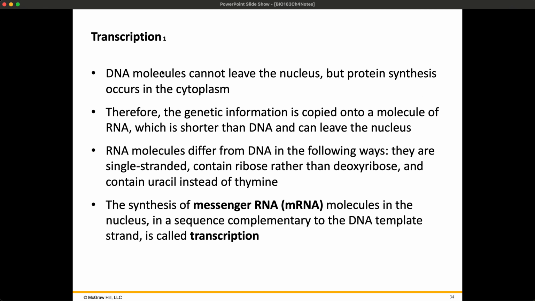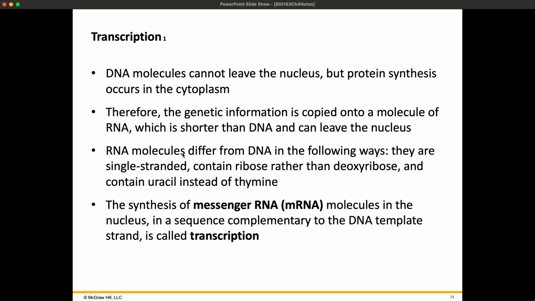So for transcription, DNA molecules can't leave the nucleus. They are bound within that nuclear envelope, but protein synthesis happens in the cytoplasm with the ribosomes. And so there has to be a way to get this template strand out into the cytoplasm. And it does that by using RNA. RNA is ribonucleic acid, so it has an oxygen present where deoxy would not. It's a little bit shorter than DNA, and it can leave the nucleus.